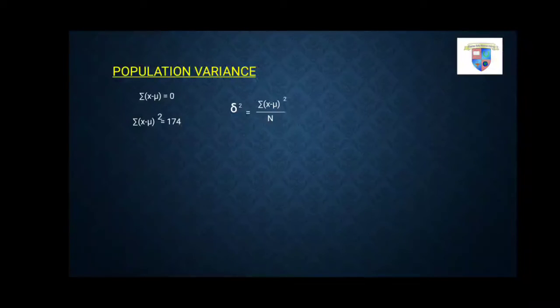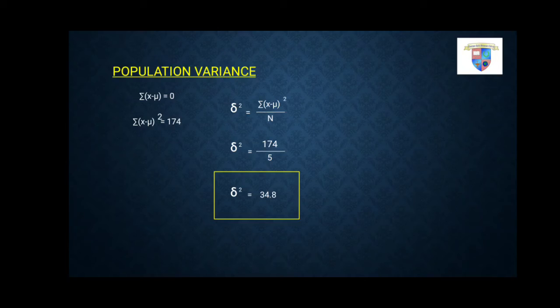In our population variance, we already have here our population mean, which is 174. So we will substitute it in our given formula. 174 over 5, where 5 is the population size. So the result of 174 divided by 5 is 34.8. So our population variance is this value.